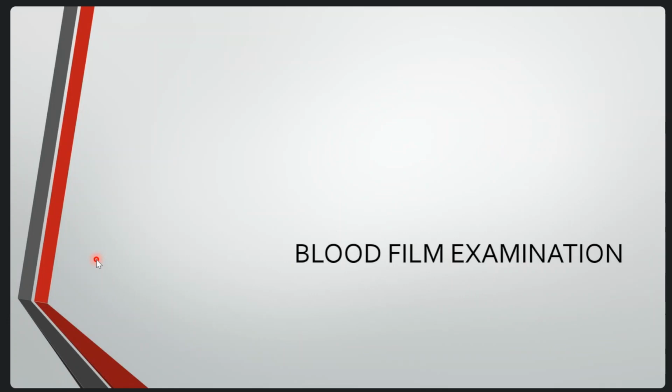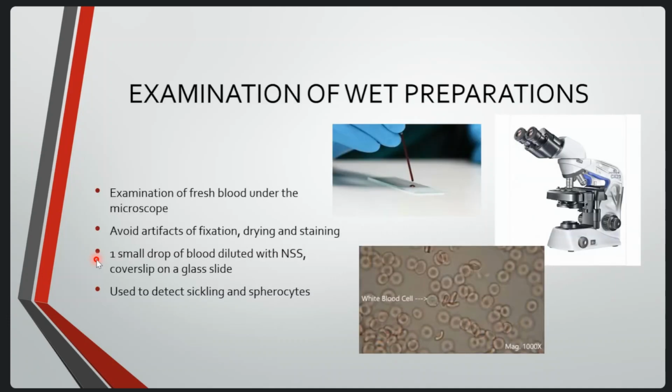Now we go to the blood film examination. What do these cells look like under the microscope? First is the examination of wet preparations. Here we just examine fresh blood under the microscope. Why is it important to check wet preparations? This is to avoid artifacts of fixation, drying, and staining that can be confusing when you read a peripheral smear.